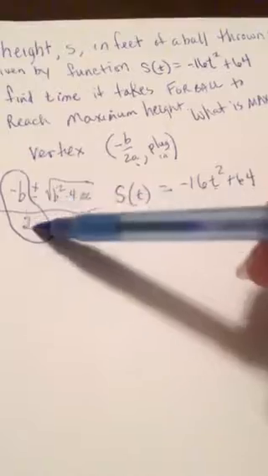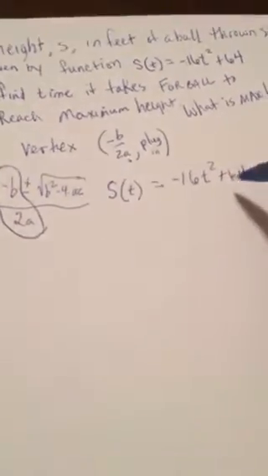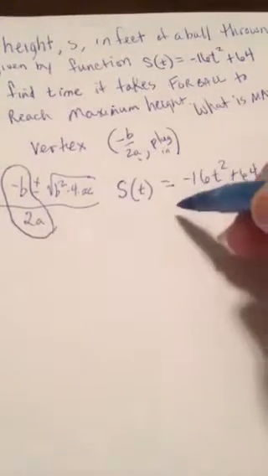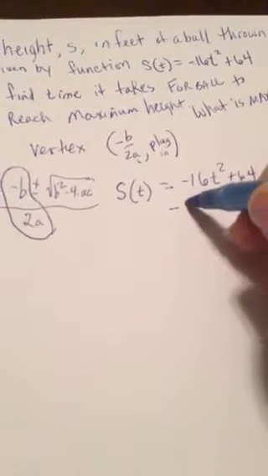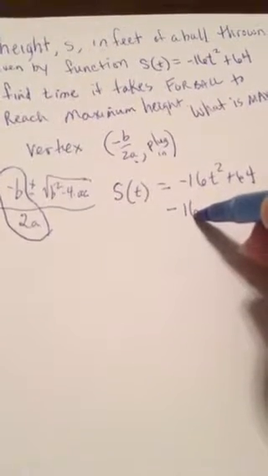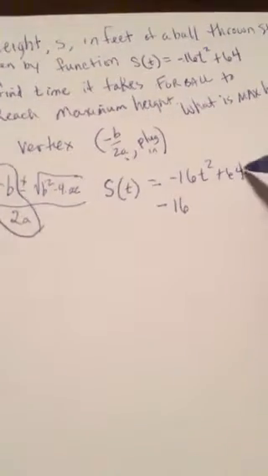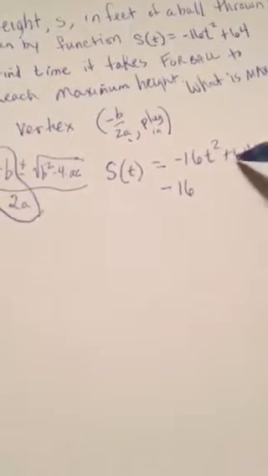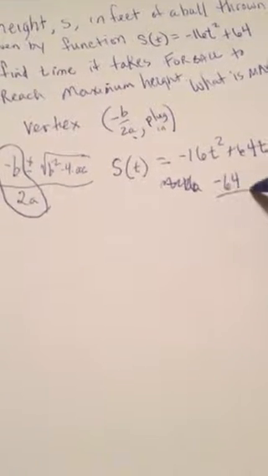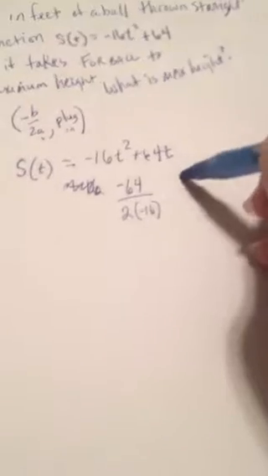here we have the opposite of b, which is, it doesn't have a b really. When you look at it, it's negative 16. Did I copy it wrong? Oops, yes it does. There's a t right there. Okay, so the opposite of b would be opposite of 64. So it's negative 64 over 2 times a, which is 2 times negative 16. So that becomes negative 64 over negative 32.